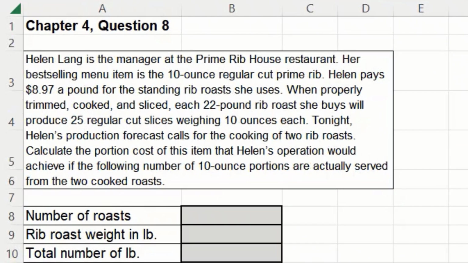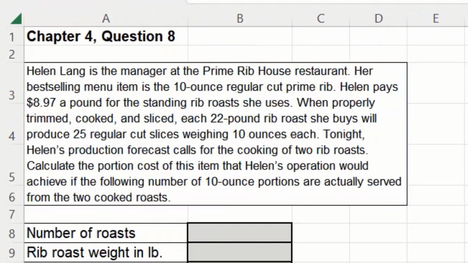All right, question number 8. Helen Lang is the manager at the Prime Rib House restaurant. Her best-selling menu item is the 10-ounce regular cut prime rib. Helen pays $8.97 a pound for the standing rib roast she uses. When properly trimmed, cooked, and sliced, each 22-pound rib roast she buys will produce 25 regular cut slices weighing 10 ounces each. Tonight, Helen's production forecast calls for the cooking of 2 rib roasts. We're going to calculate the portion cost that Helen's operation would achieve if the following number of 10-ounce portions were actually served from the 2 cooked roasts.